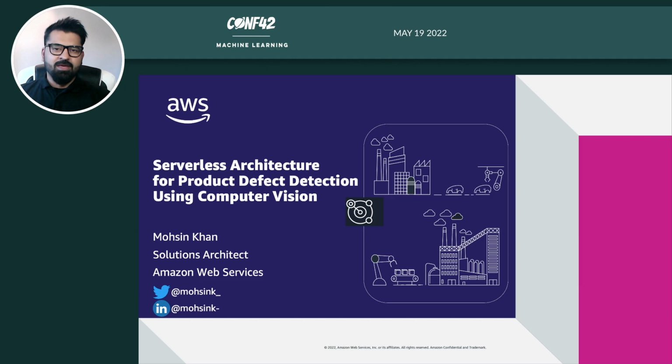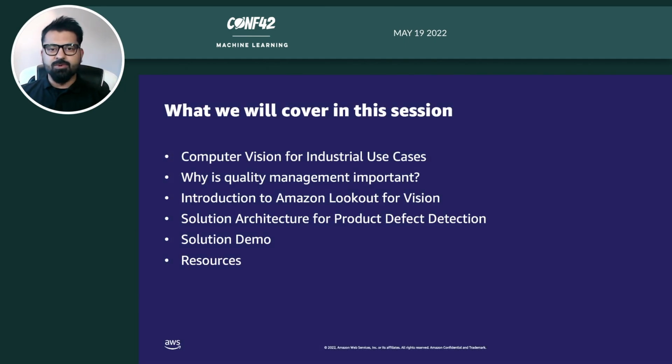Let's get started. In this session, I'll be taking you through how computer vision can be applied to industrial use cases and why quality is such an important aspect to manage for manufacturing organizations. We'll have a look at Amazon Lookout for Vision, followed up by a review of a solution architecture for product defect detection using AWS AI and serverless services. And finally, there's going to be a solution demonstration and some resources that you can have a look at for further reading.